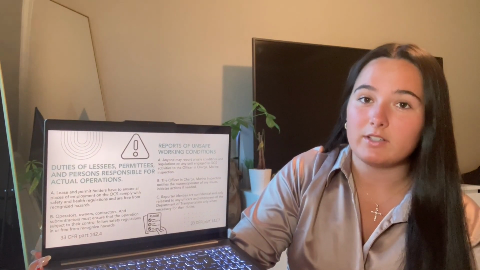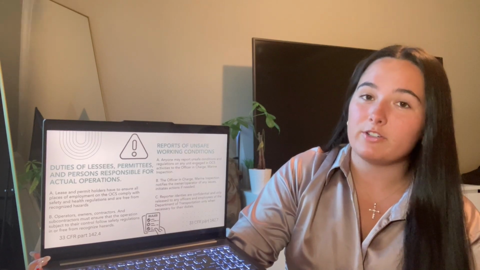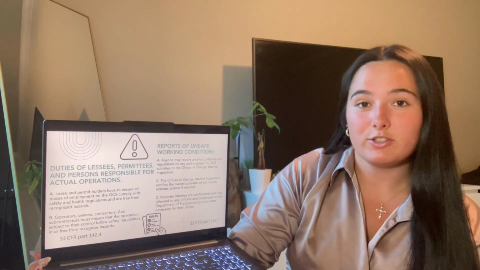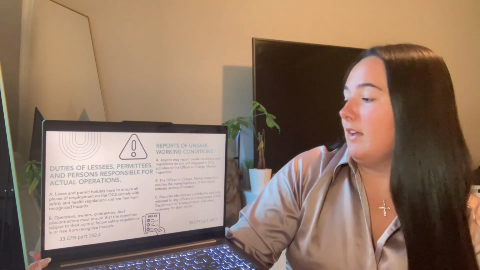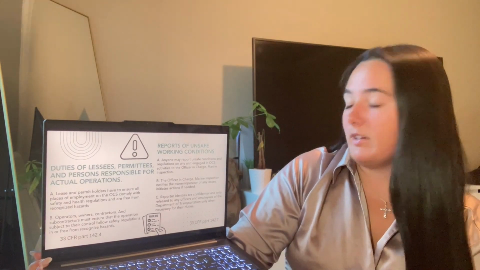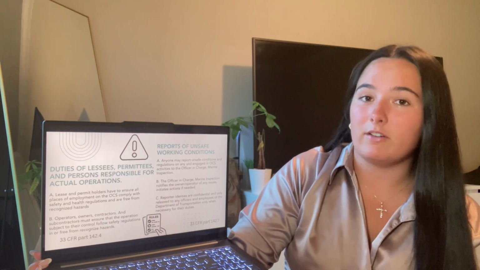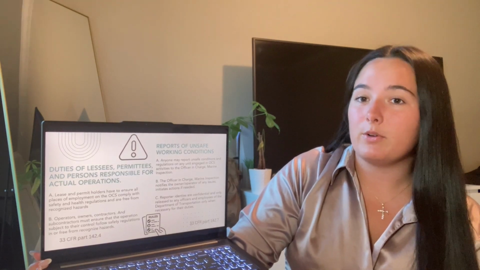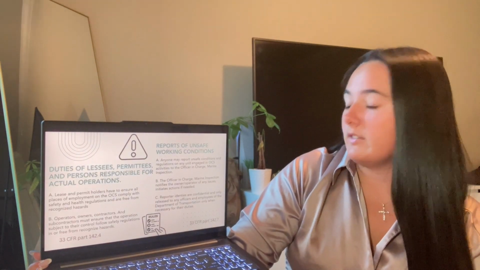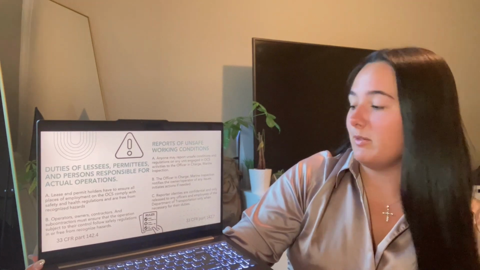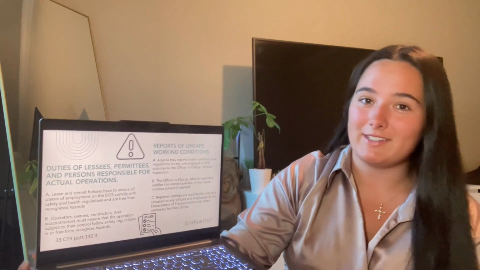Part B, reports of unsafe working conditions. If you have an unsafe working condition, you have to make sure you report it to your officer in charge. The officer in charge then reports any issues to their owner or operator. Your identity is and will be confidential unless it is needed by the officers or employees of the Department of Transportation, and only if necessary for their duties.